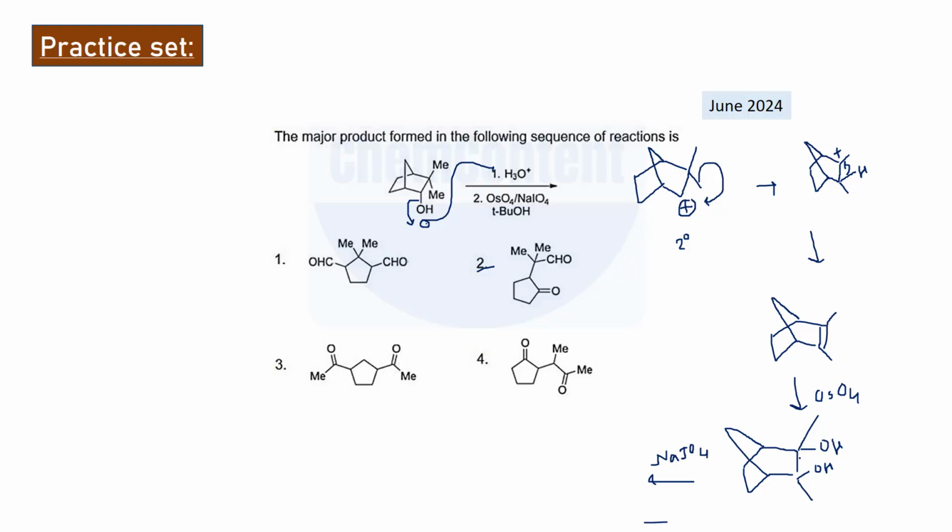So whenever NaIO4 is added to a dihydroxy compound, it undergoes a ring cleavage and there will be two carbonyl centers. Okay, so the correct option will be option 3. Let's go to the next question.